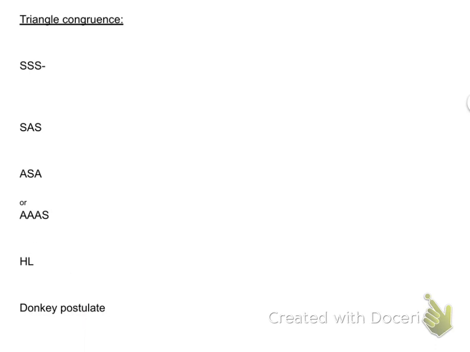We're going to talk about triangle congruency. When I said we're going to prove things to be congruent, a lot of those things are going to be triangles. Triangles are fairly relatively easy to work with. So, triangle congruency means showing 2 triangles are congruent. Okay. There are, SSS, SAS, ASA, which is the same as AAS, HL, and the donkey postulate, which is a no-go.